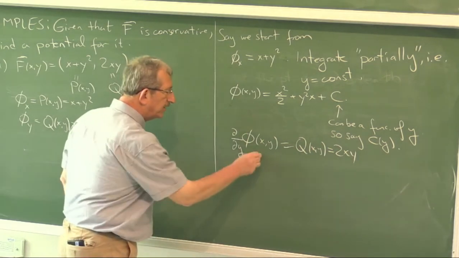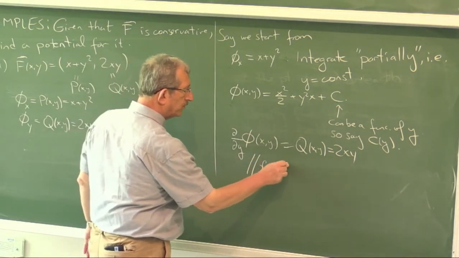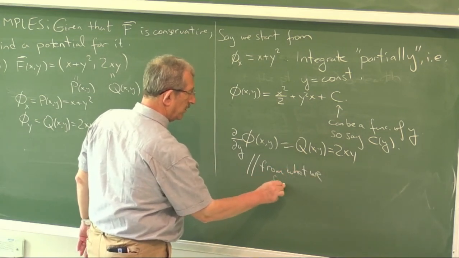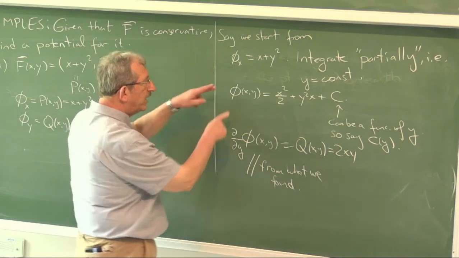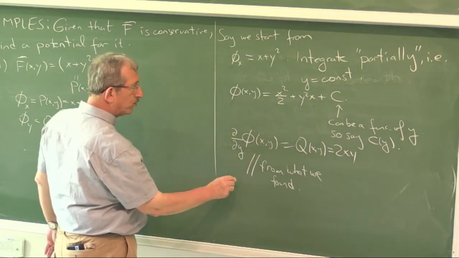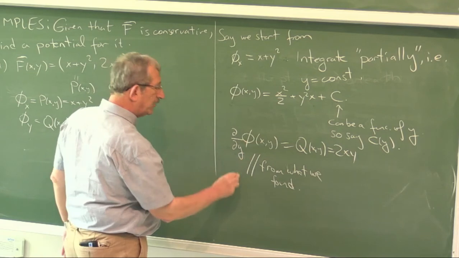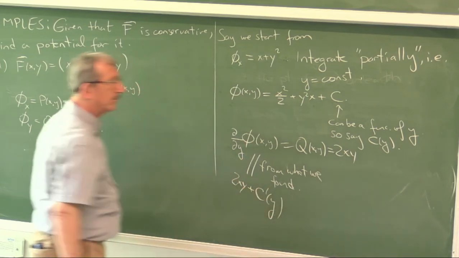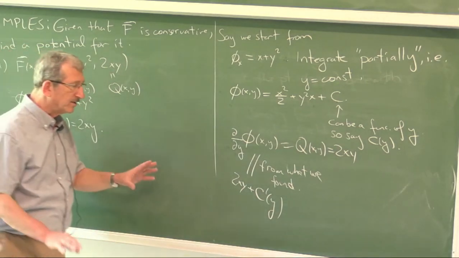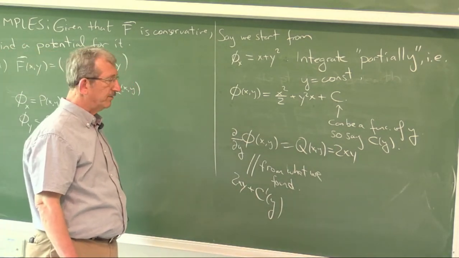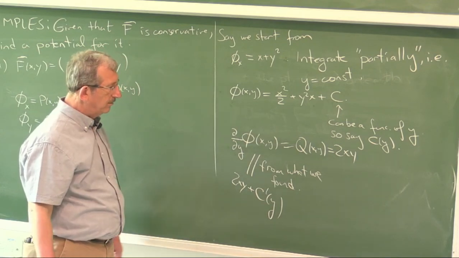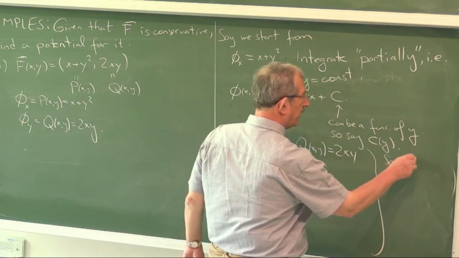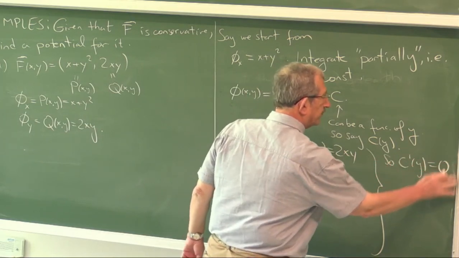On the other hand, from what we found, we can differentiate this one, which is, of course, with respect to y. So that would be 2xy plus c prime of y when you differentiate. x is constant because it's a partial derivative. And compare. Okay. Comparison tells us that c prime of y is 0.